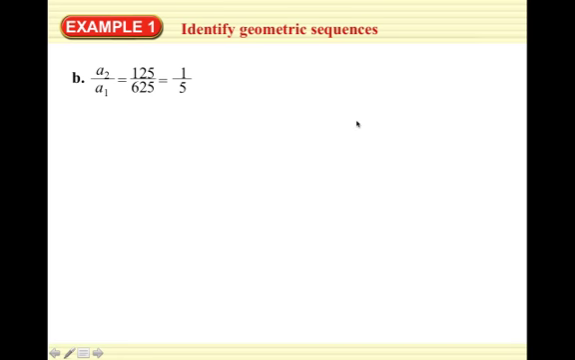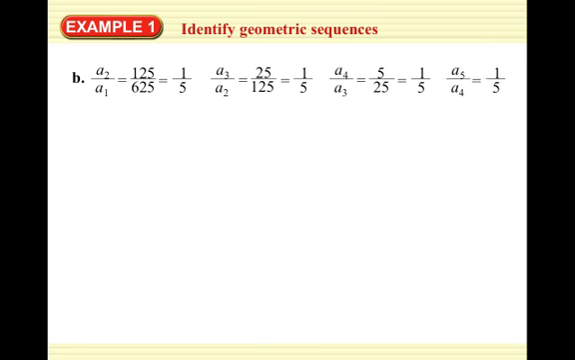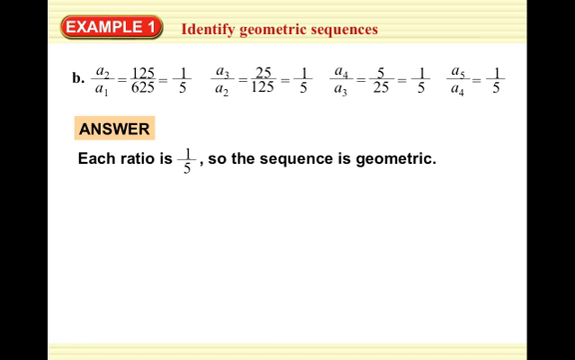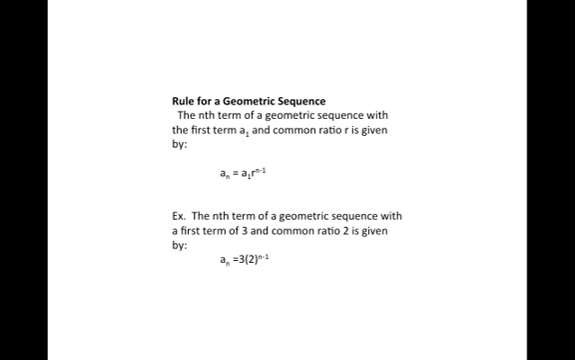We can also work it by looking at the ratio of each term to the prior term. A2 divided by A1 is 125 over 625, which is 1/5. A3 divided by A2, that's 25 over 125, which reduces to 1/5. A4 over A3 is 5 over 25, which is 1/5. And A5 divided by A4 is 1/5. So yes, it is geometric, and R is 1/5.